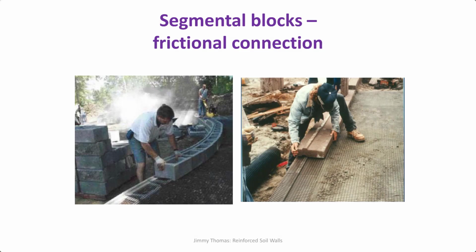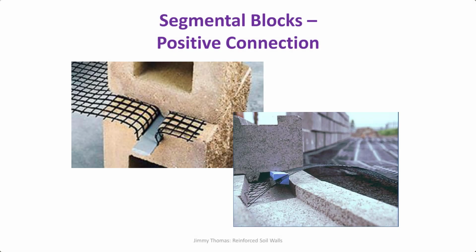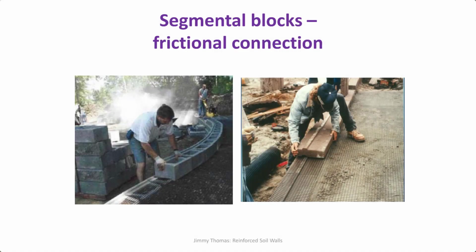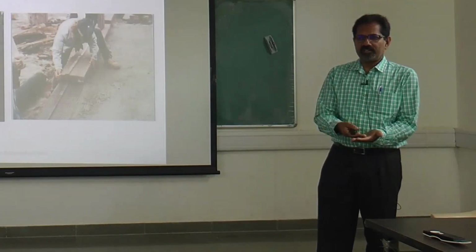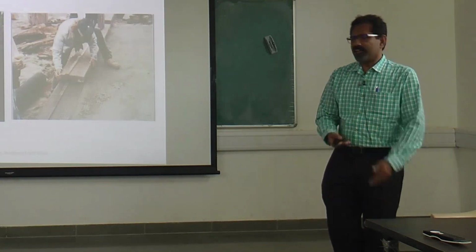Then different types of blocks and how the reinforcement is placed. We can have, like previously, what we call a frictional connection. That means there is no mechanical fixture between the block and the reinforcement. This works just by friction. We have the reinforcement and the block is just placed over that. So only because of the friction is that connection developed.